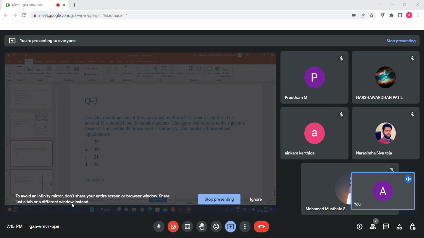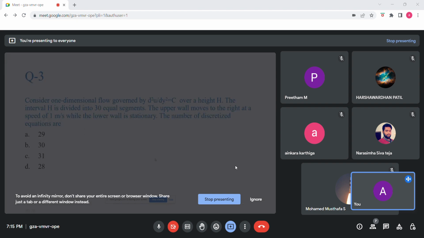So next is asking: consider a one-dimensional flow governed by d²u/dy² equal to c over a height h, where the interval h is divided into 30 equal segments. Now here it is given that the upper wall moves to the right at a speed of 1 meter per second while the lower wall is stationary. So how many discretized equations will be there? It is asked in this question. So 30 equal segments.